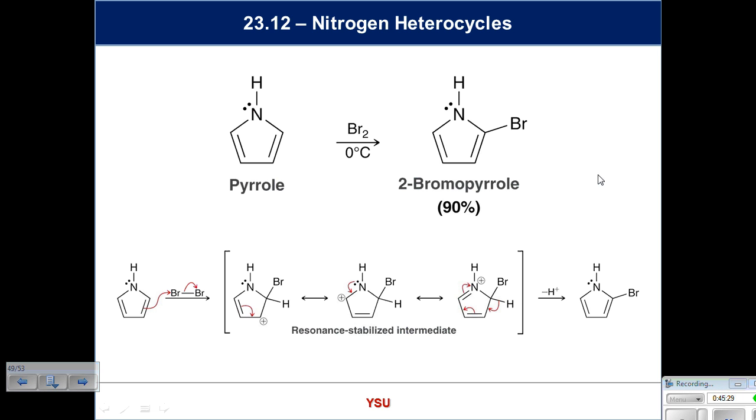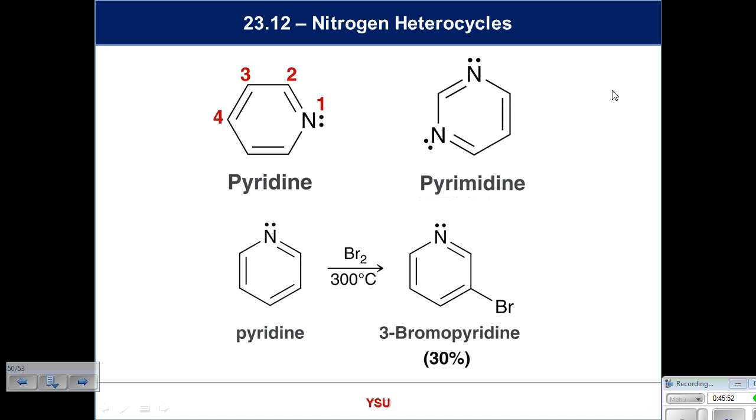Dominic. No, this is very similar. The Br minus comes back in and grabs the proton. The Br minus that's left over from that first step will come in and grab the proton. Very similar to the reactions that we did with benzene. So you don't need a base there.